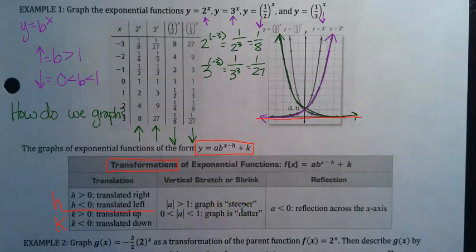And so this would be like a fraction. Let me write that in there. Maybe that would be helpful. So if this was a fraction, then it's going to be flatter. Now here, if a is less than 0, so if this is a negative number, that's what this is talking about, then it's going to be a reflection across the x-axis. A reflection across the x-axis. So we're going to transform these parent functions. Okay, let's give this a whirl.